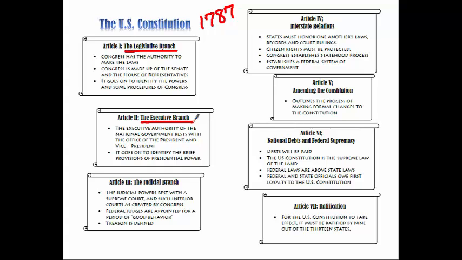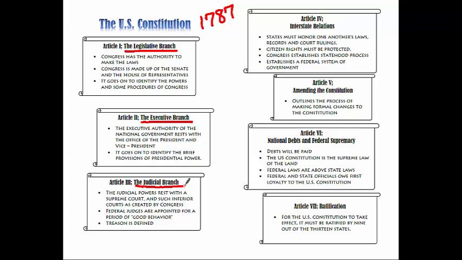Article 3 is the judicial branch. And the judicial powers of the United States rest in one Supreme Court and in such inferior courts as created by Congress. Federal judges are appointed for a period of, quote, during good behavior, which basically means for life. And also in Article 3, we get the very definition of treason.